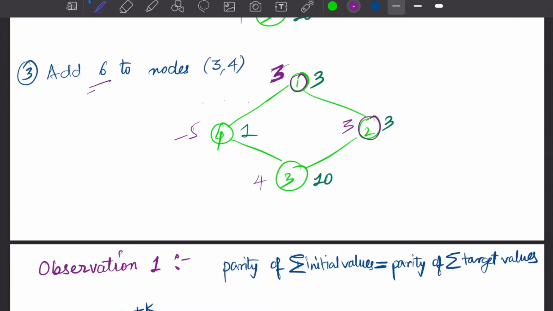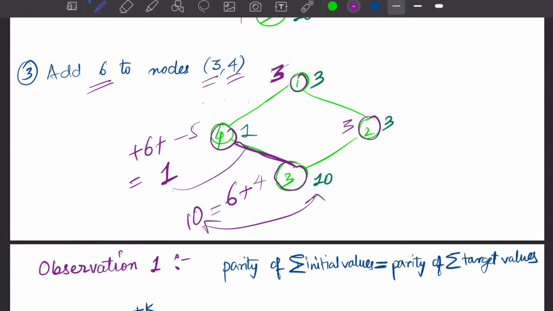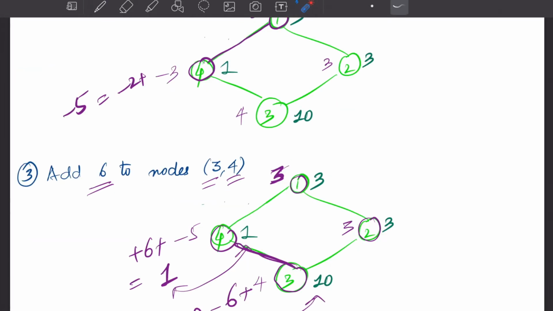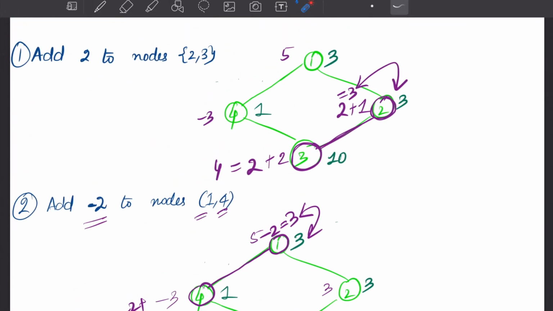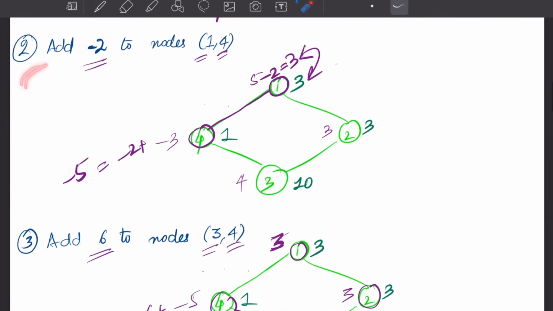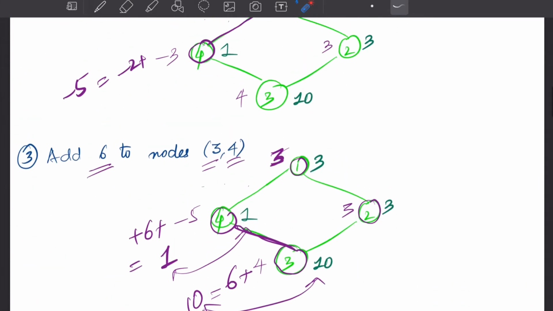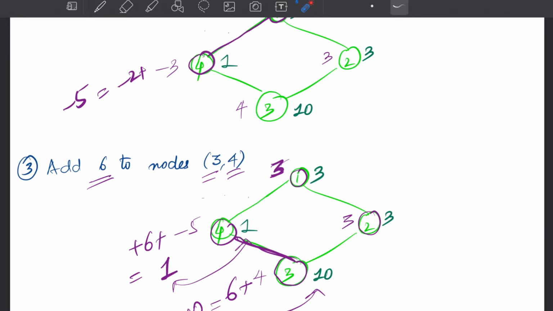Let's see. Now I add 6 to the vertices 3 and 4. So this was the edge that connected the vertices 3 and 4. So I add 6 to them. When I add 6 to them, what do I get? I get a 1 here, and when I add 6 here I get a 10. So see, nodes 3 and 4 have also reached their targets. So all 4 vertices 1, 2, 3, 4 have reached their targets from their initial values by applying 3 operations. So there were 3 operations in total, and they have reached their targets. So we can return true in this case.